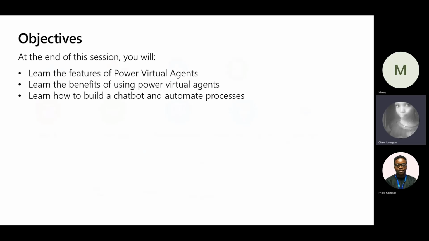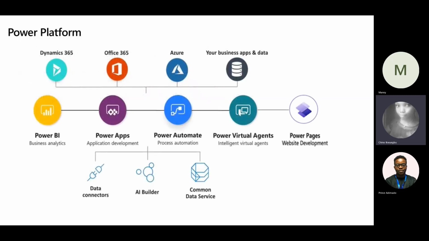First of all, we cannot talk about Power Virtual Agent without talking about Power Platform. The Power Platform consists of Power BI, which is for business analytics, Power Apps for application development, Power Automate, which is for process automation, Power Virtual Agent, which we are going to be using today, and lastly, Power Pages. All these are connected with data connectors, and you have your AI Builder and the Common Data Service.